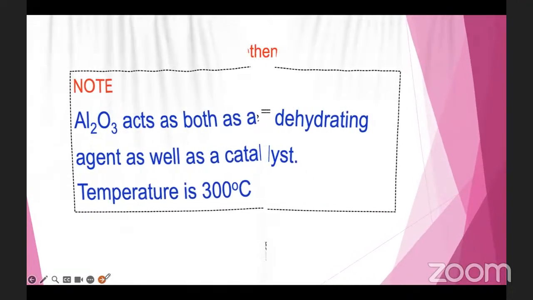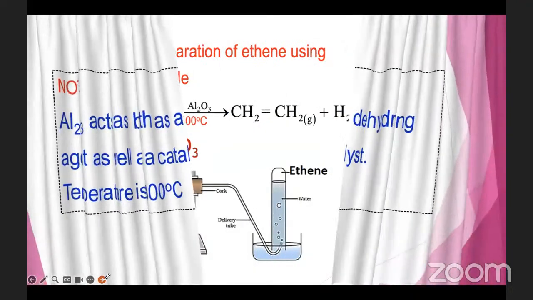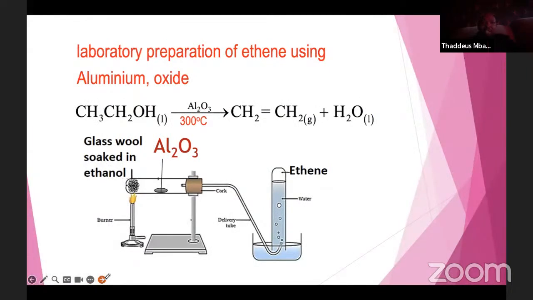So that now shows the preparation of ethene using aluminum oxide, and the temperature is shown there. It's very easy. We have glass wool soaked in ethanol. You first heat it to generate ethanol vapor. The ethanol is easily volatile, so it passes through the aluminum oxide, which is also heated. The temperature is maintained very high. So to get ethene, that's the setup that is used.